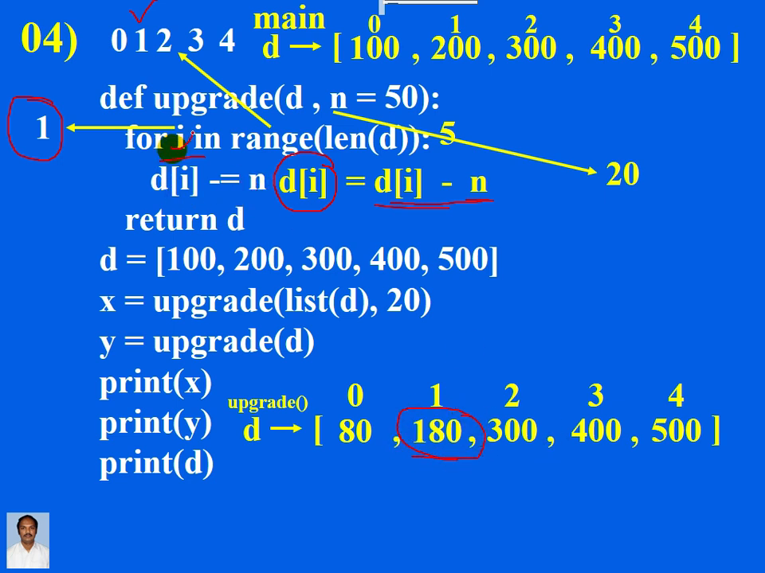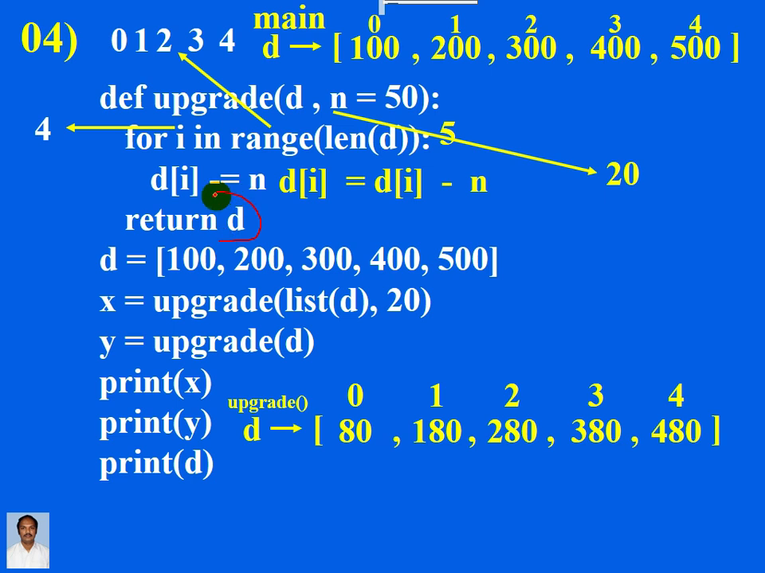Again, i takes the next integer in the range, 2. So now your i becomes 2. Again, d of 2. This d means d of the function upgrade. So d of 2 is 300. 300 minus n. n is 20. So 300 minus 20, 280. That is assigned to d of 2. So this becomes 280. Similarly, this becomes 380 and this becomes 480. Now this is completely executed, so you exit from the for loop.